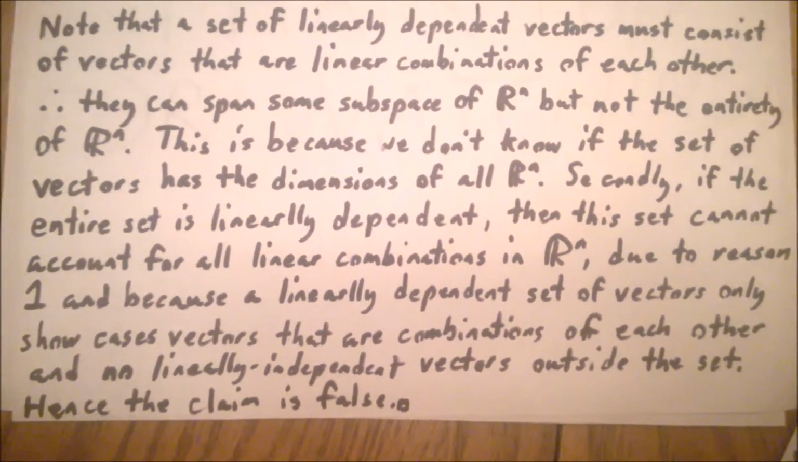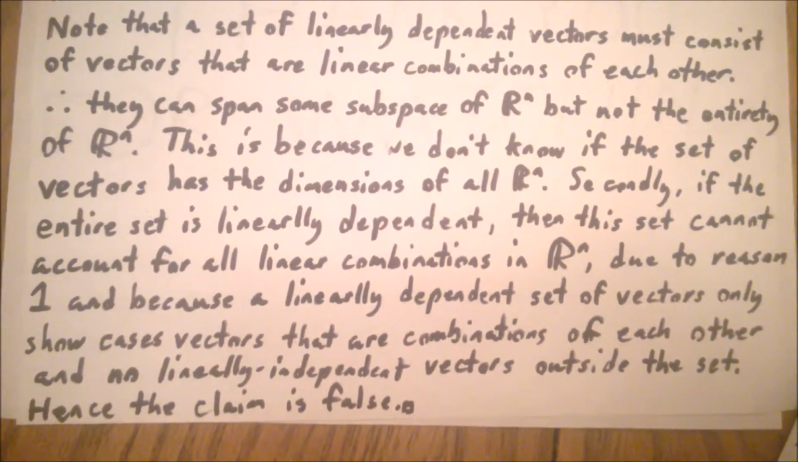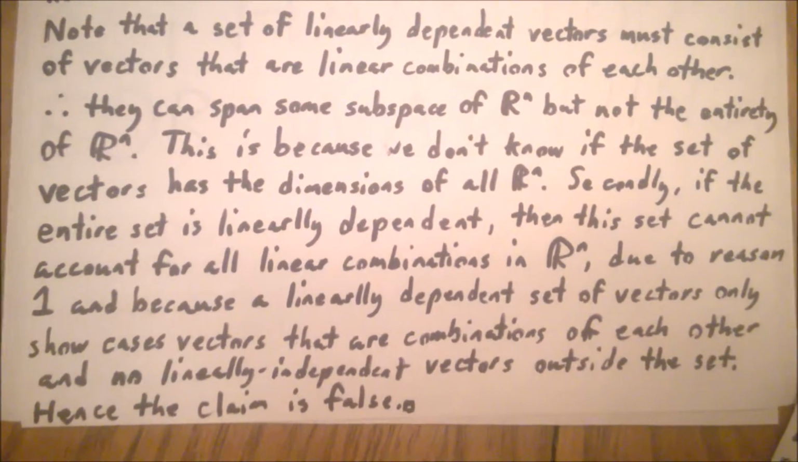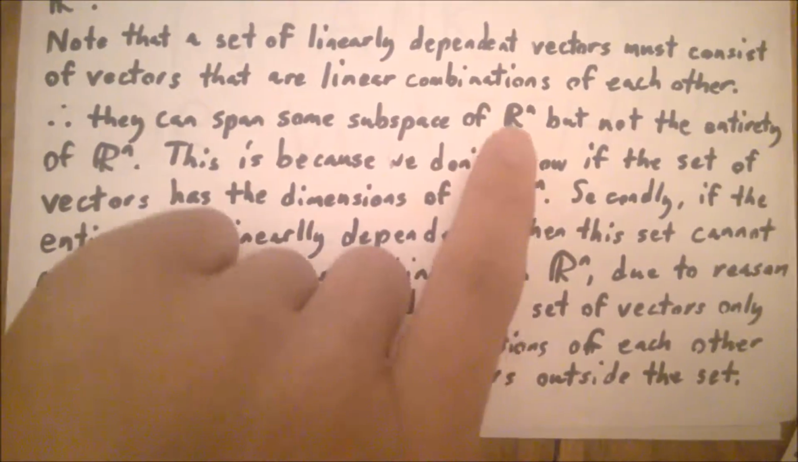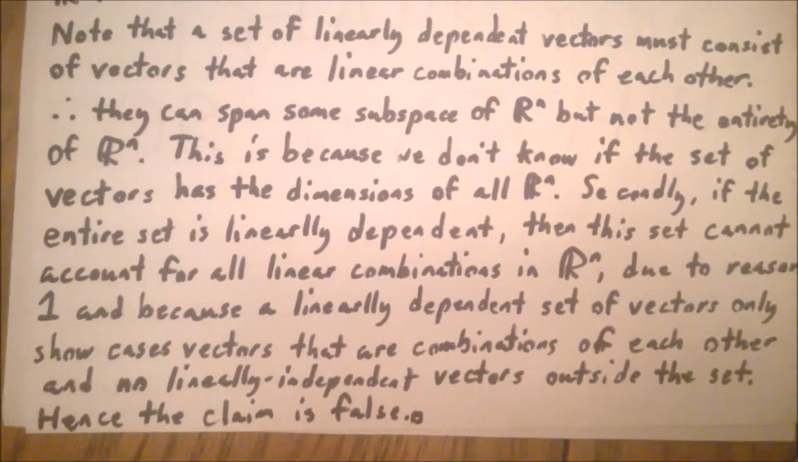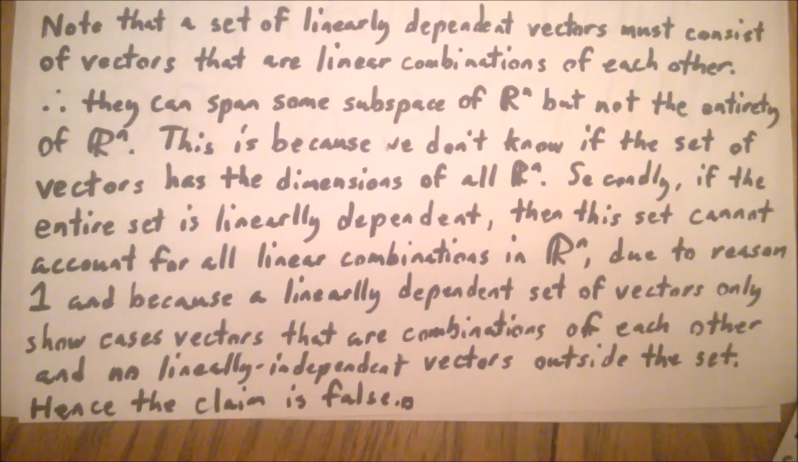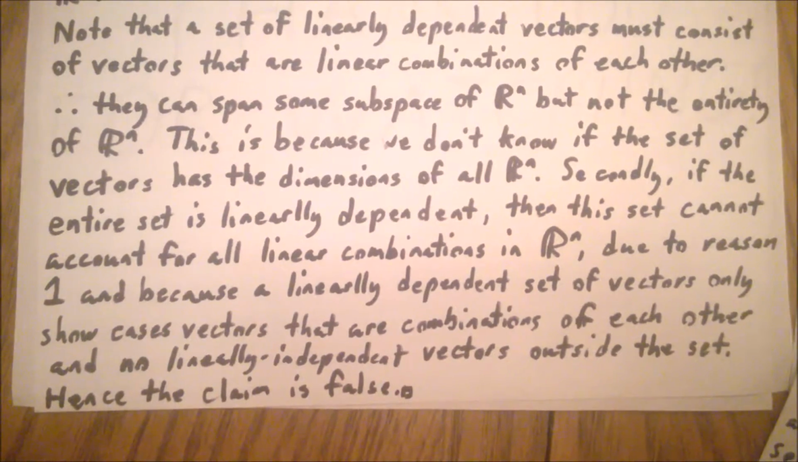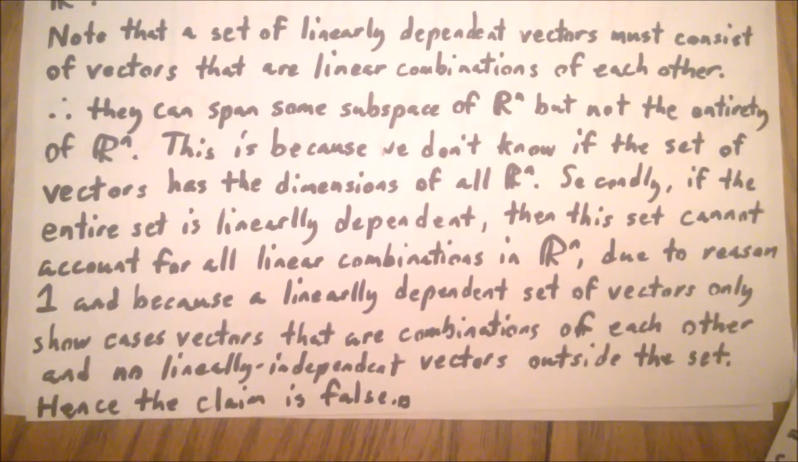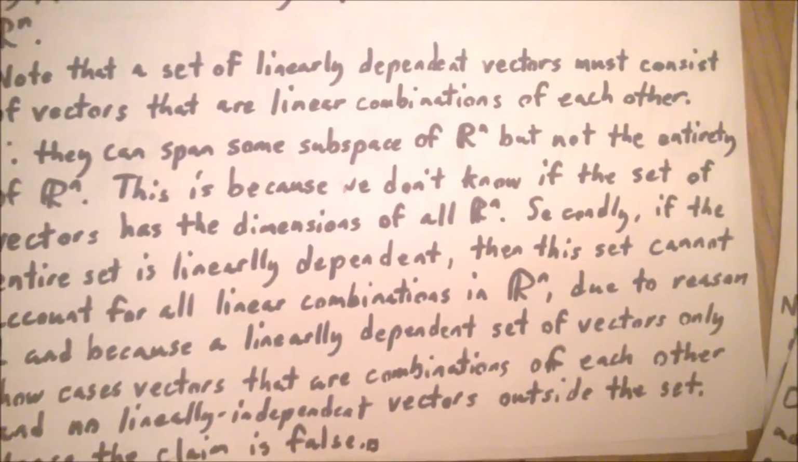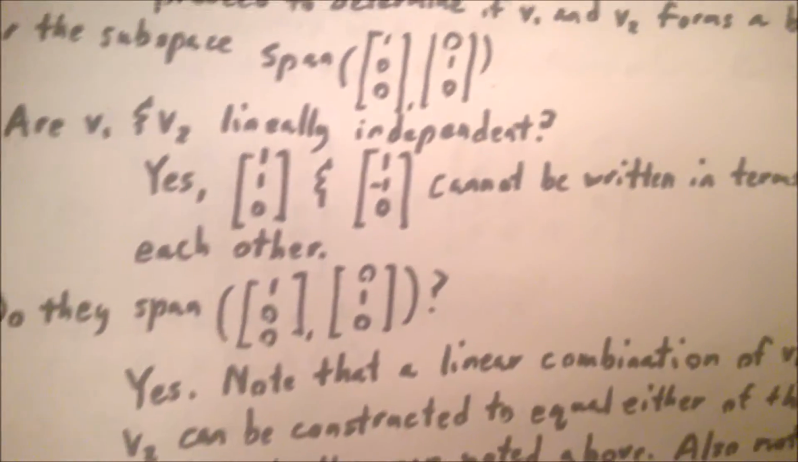Therefore, we know that this claim is false, mainly because, A, we don't know if all of the vectors in a linearly dependent set can span all of the dimensions of the space Rn, and also because if there exists some linearly independent vector that doesn't exist within the set, then the linear combinations produced by that linearly independent vector is not contained within this set of linearly dependent vectors. So we can evaluate this claim to be false. Okay, now, last one.